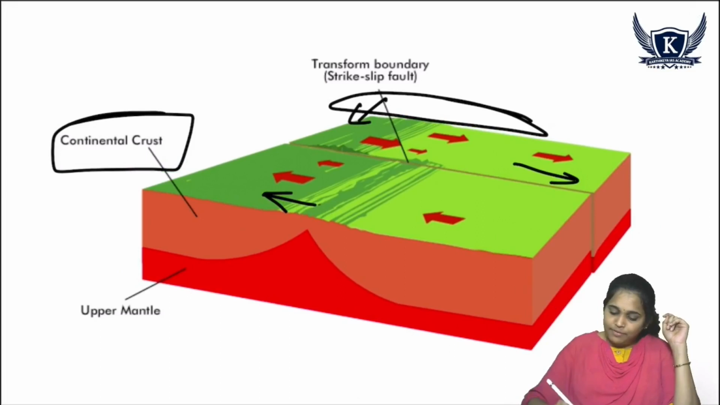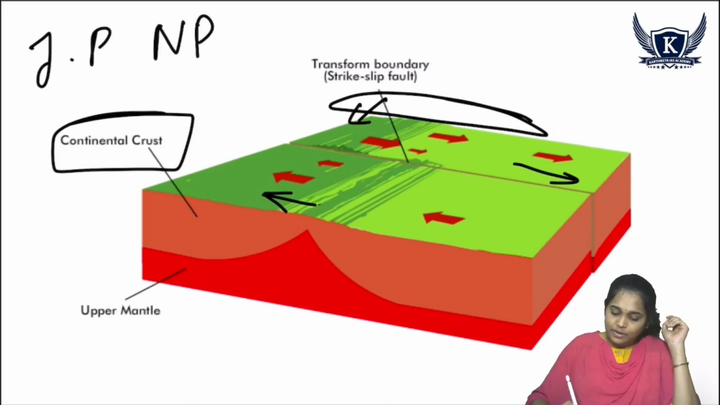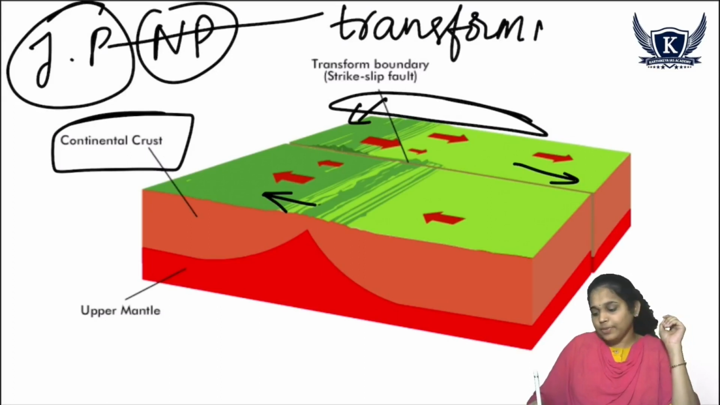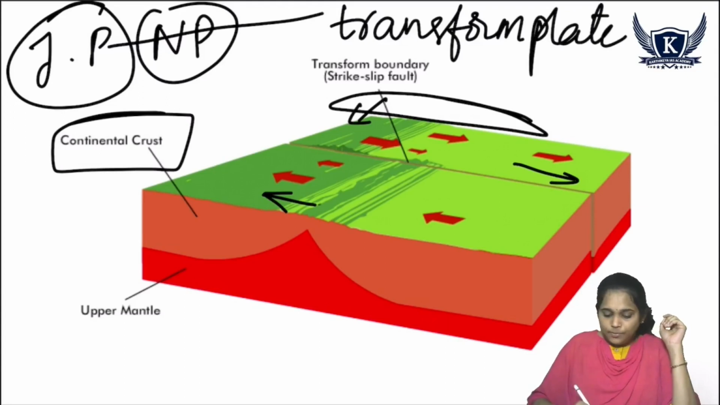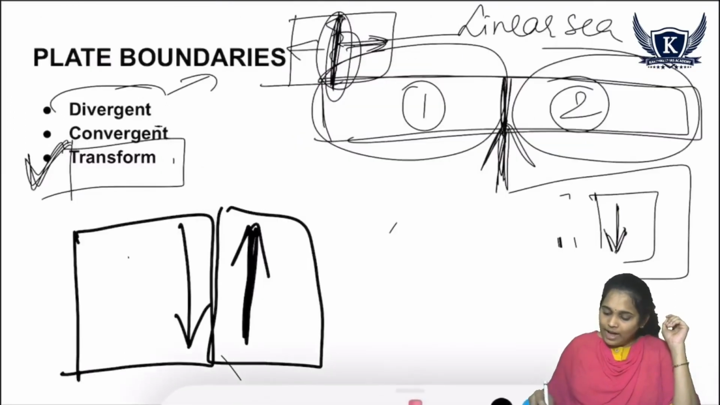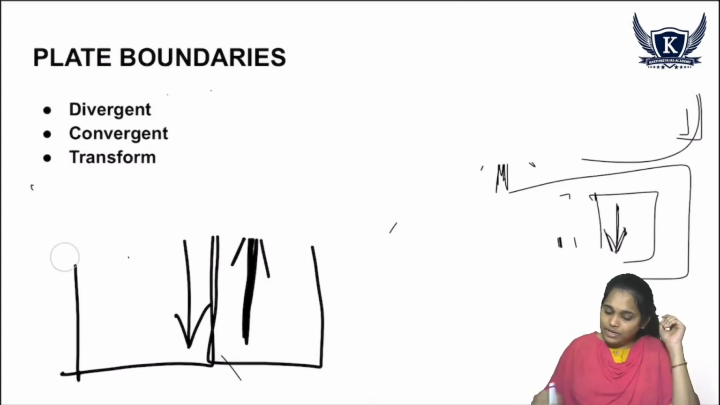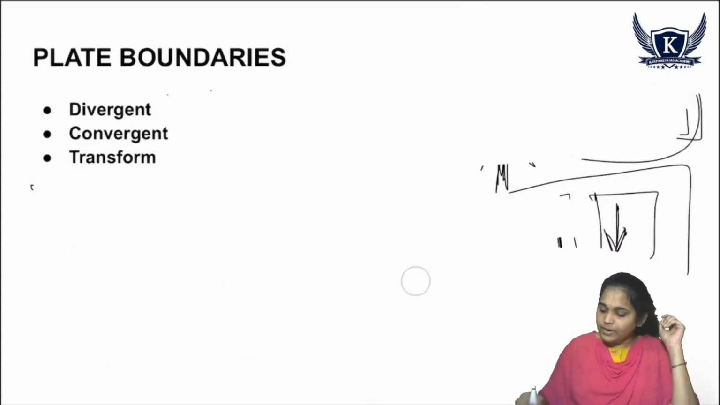An example for this is the Juan de Fuca plate near California with the North American plate. So these are examples for transform boundaries. So now we have seen what divergence is and the landforms associated with it, convergence and transform.